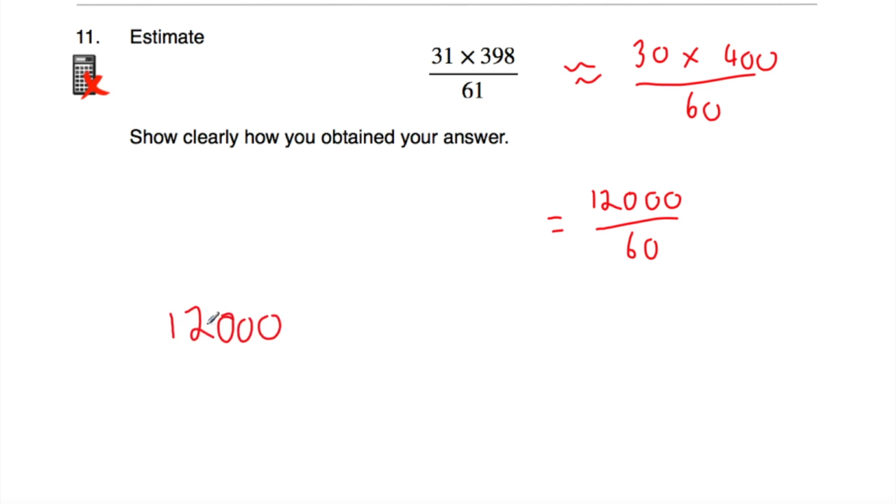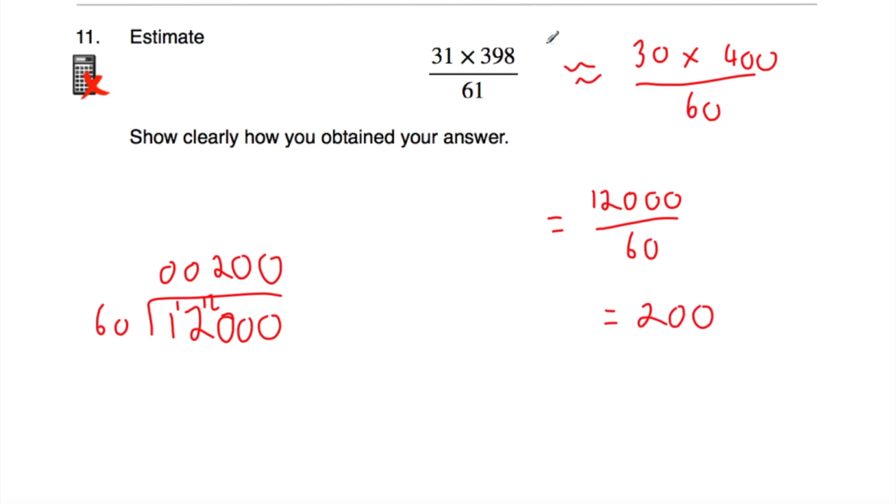So 12,000 divided by 60. How many 60s go into 1? 0, remainder 1. How many 60s go into 12? 0, remainder 12. How many 60s go into 120? That's 2. And then how many 60s go into 0? That's 0 and 0. So that's equal to 200. So our estimate is 200.